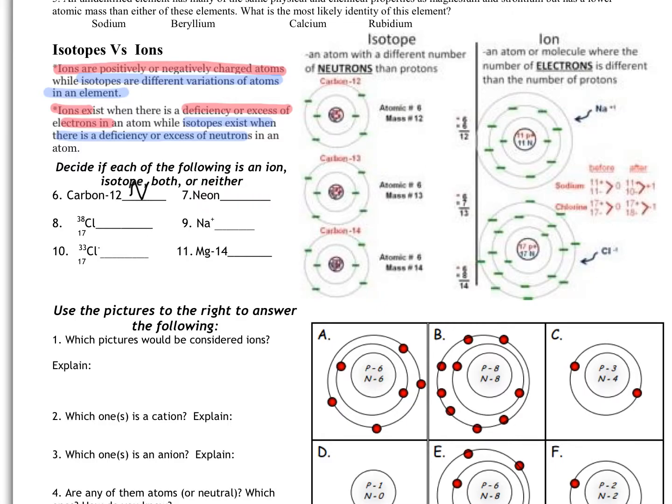Neon. It just says the name of an element. It doesn't say that there's any difference in protons, neutrons or electrons. It just says it's neon. So neither. It's not an isotope or an ion.